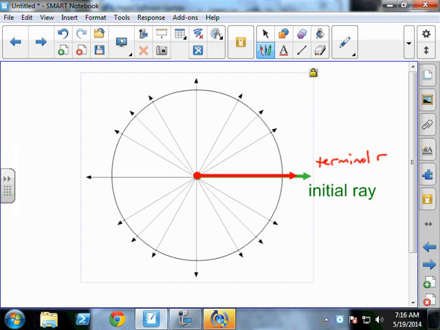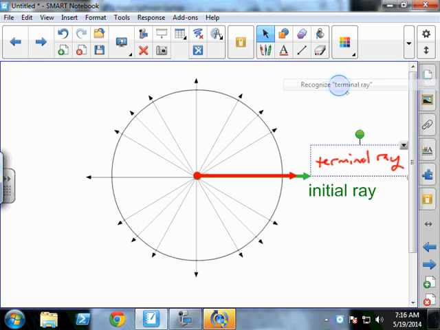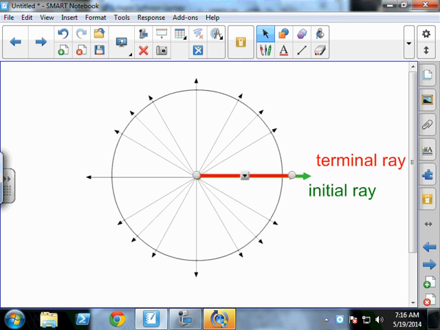Now, I don't know how much you remember from geometry when you talked about angle measures, but there's an initial ray and then a terminal ray. So if we look at this red terminal ray, as it stands, that terminal ray is coterminal with the initial ray. So the measure of this first angle over here is 0 degrees.